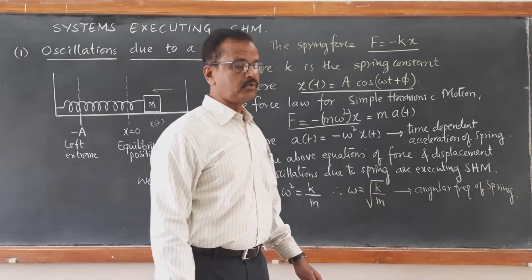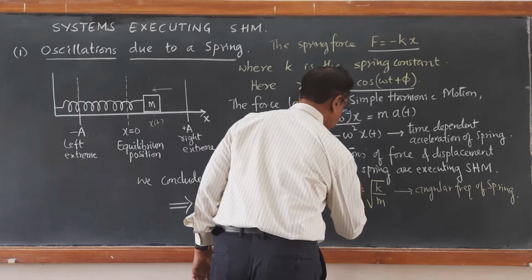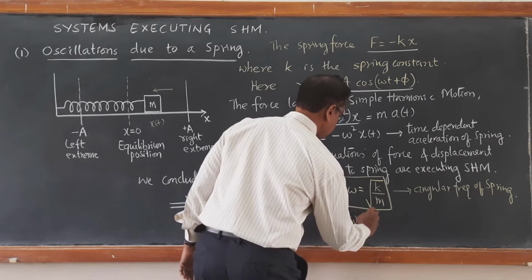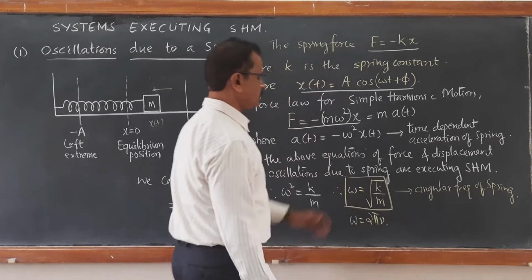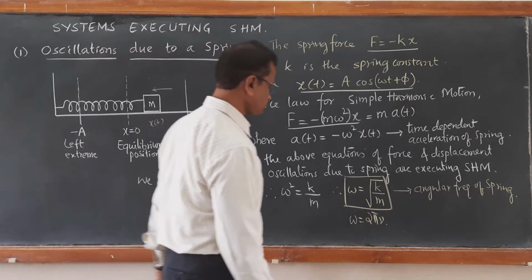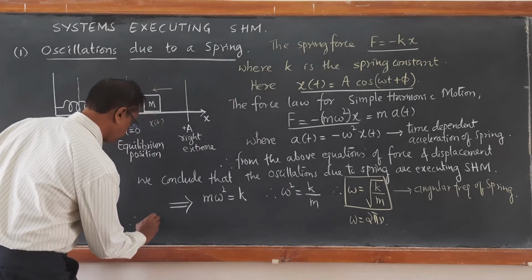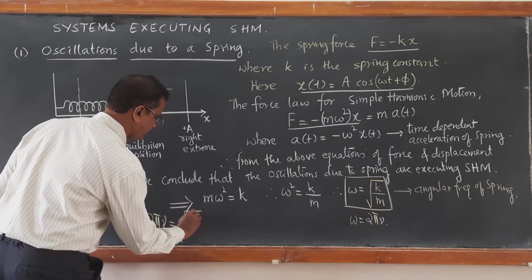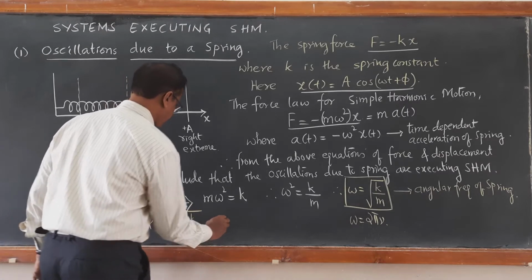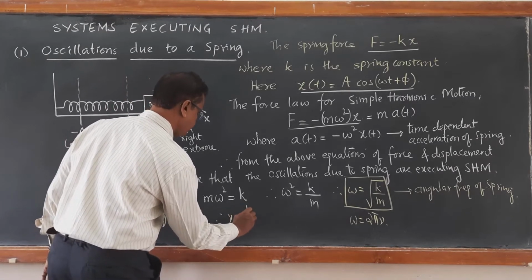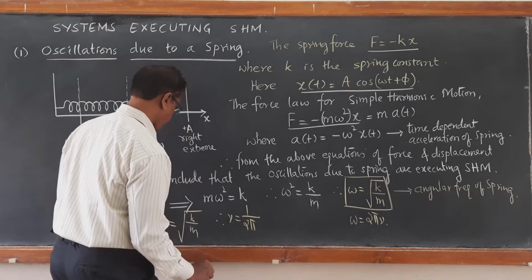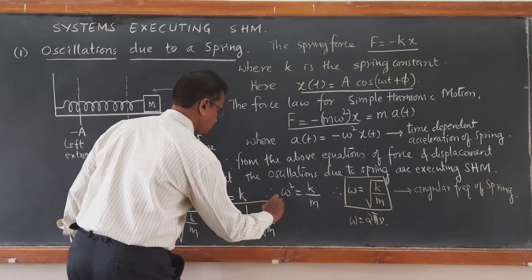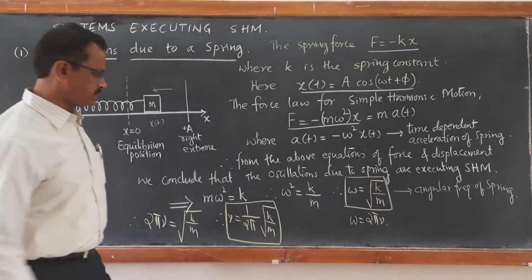Now omega is also equal to 2 pi nu. You can just mark it. Omega is also equal to 2 pi nu. Therefore 2 pi nu is equal to square root of k by m. That implies nu is equal to 1 by 2 pi into square root of k by m. So this gives you the frequency of oscillations.